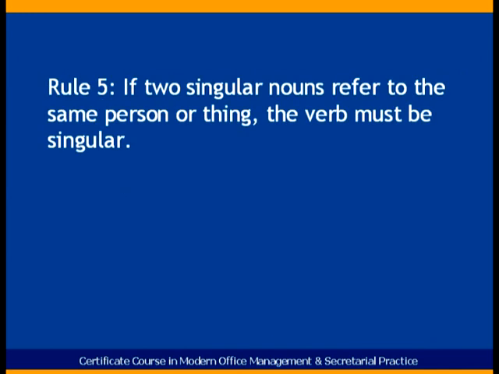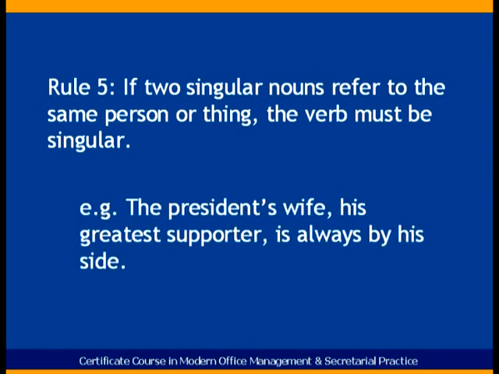Rule number 5. If two singular nouns refer to the same person or thing, the verb must be singular. For example, the president's wife, his greatest supporter, is always by his side. In this sentence, the words the president's wife and his greatest supporter refer to the same single person. Therefore, we use is, which is the singular form of the verb be.